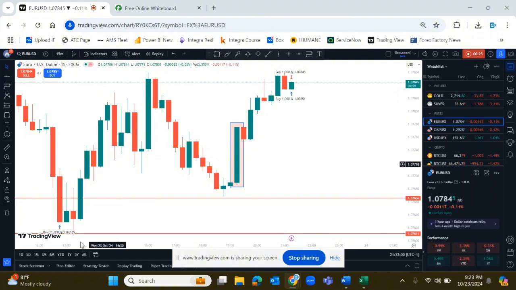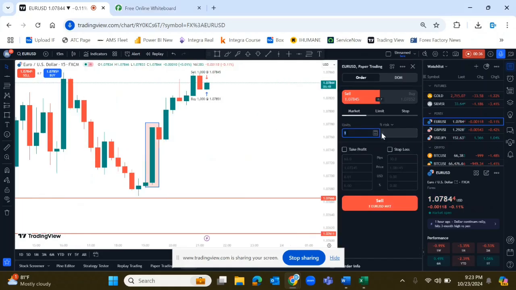Now let's say I have $1,000 in my account, and I want to sell, because I think this price is going to drop. I'll come and start my transaction. I'll put my lot size, which is this unit. So this unit refers to lot size.